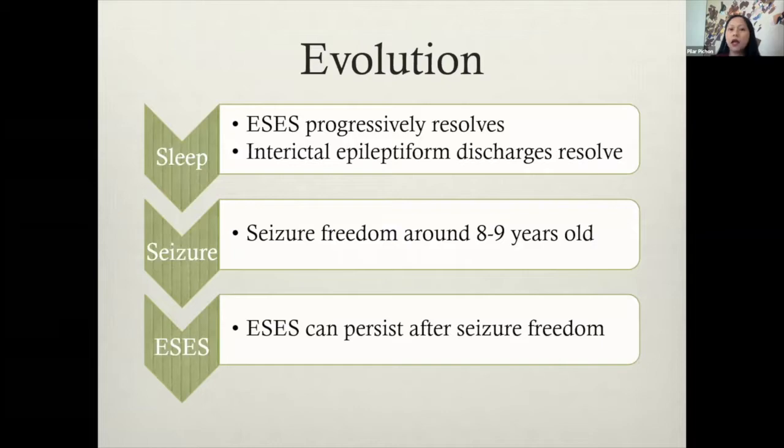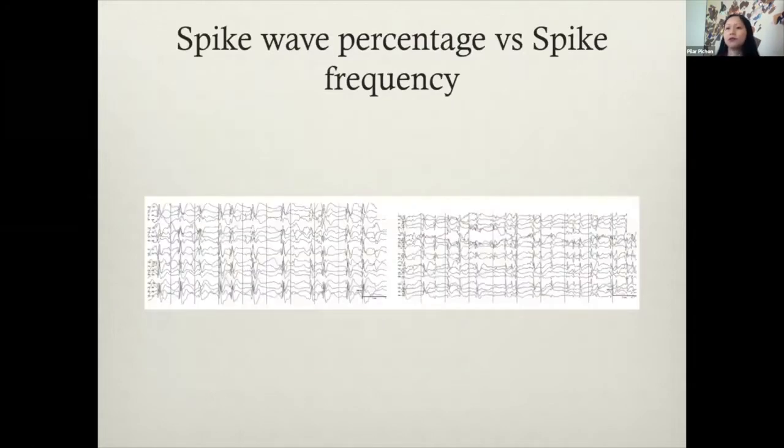And then, as I mentioned before, you have this clinical evolution. So in sleep, ESES progressively resolves, as we talked about, between 8 to 9 years old. But then sometimes the interictal epileptiform discharges may persist for some patients, but they also eventually resolve. And then seizure freedom around 8 to 9 years old. But sometimes you still have these epileptiform discharges. So even if the seizures stop, you could still have this on the EEG.